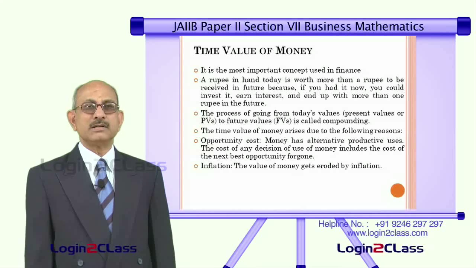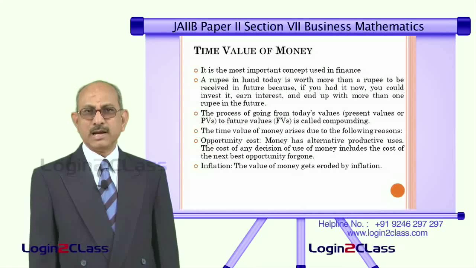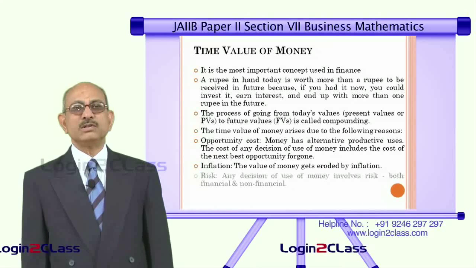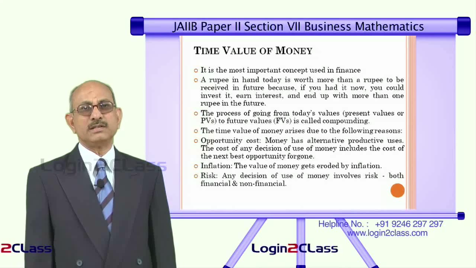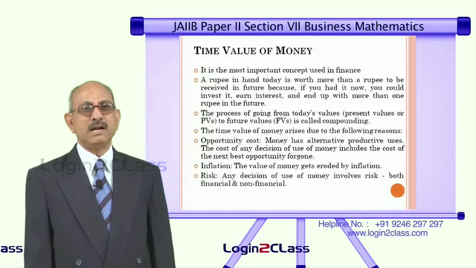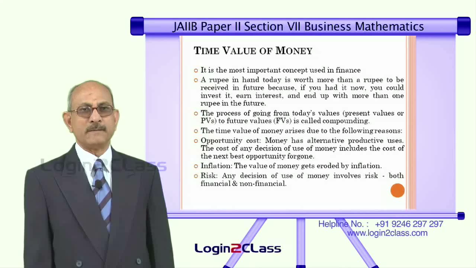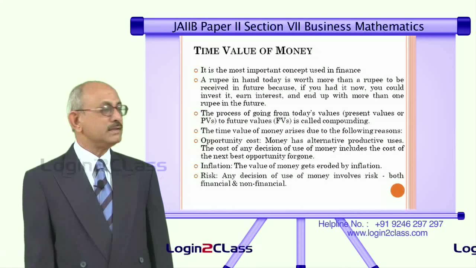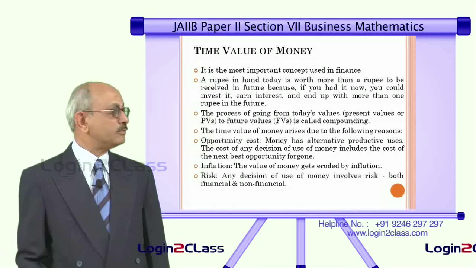That means because the purchasing power of the rupee or the currency keeps going down as time passes, the value also keeps on changing. And third is, of course, the risk factor. Any decision of use of money involves risk. This risk can be both financial and non-financial, and because of this risk, certain return is expected from the unit of currency. Therefore, because of these three reasons, that is the opportunity cost, the inflation and the risk, money has got time value.